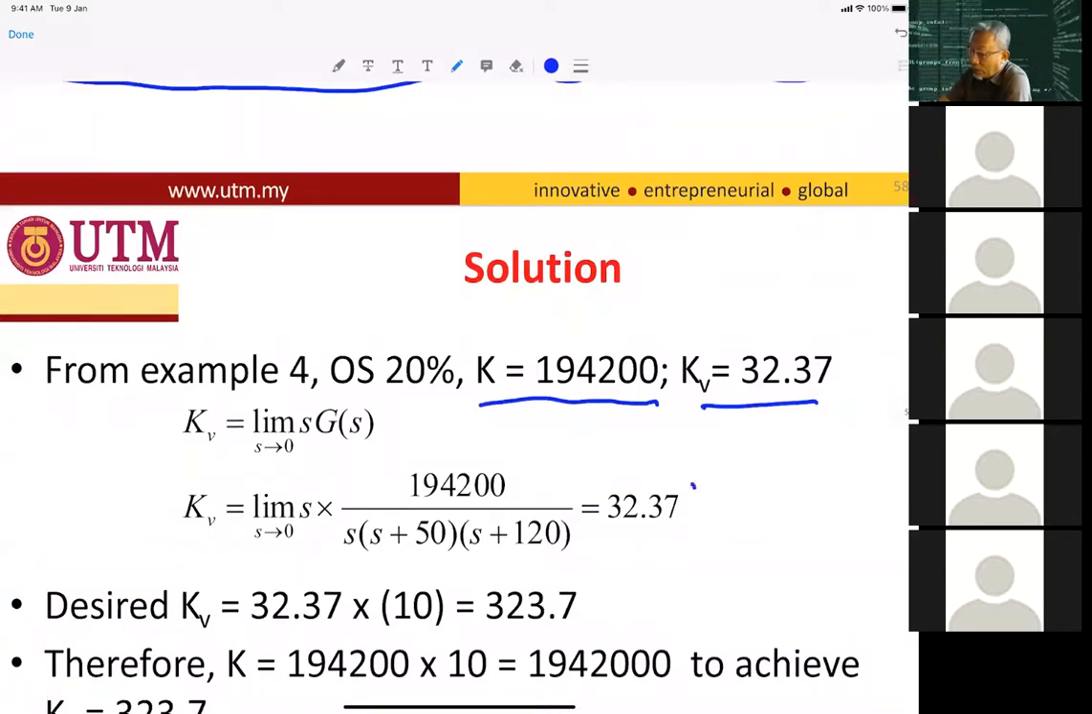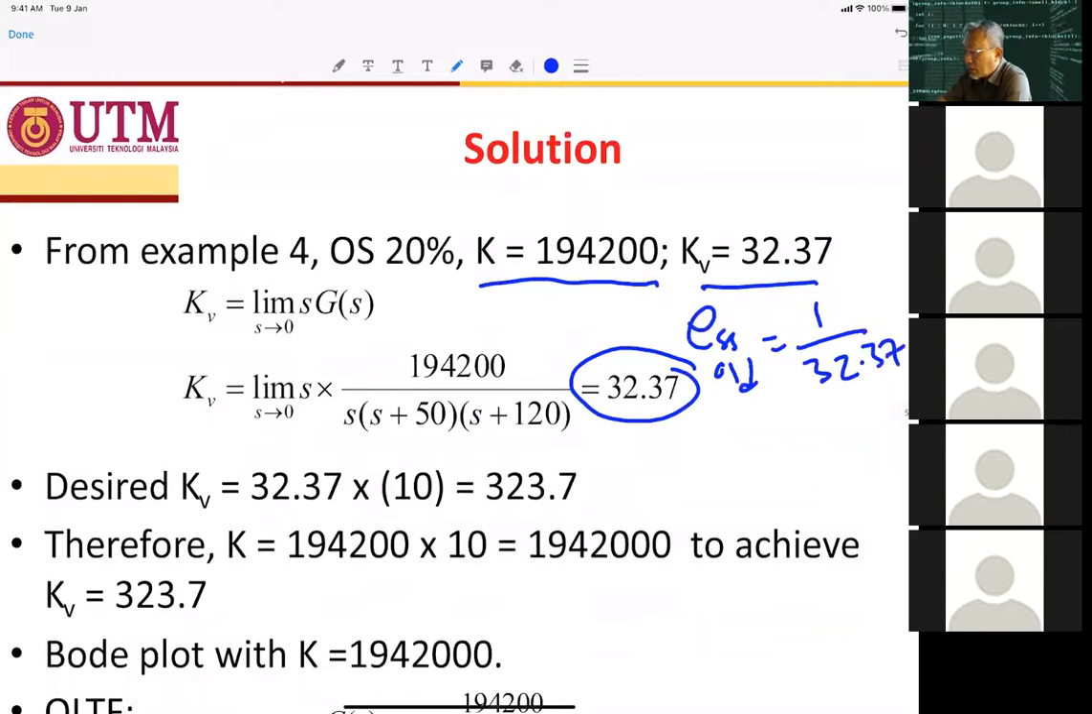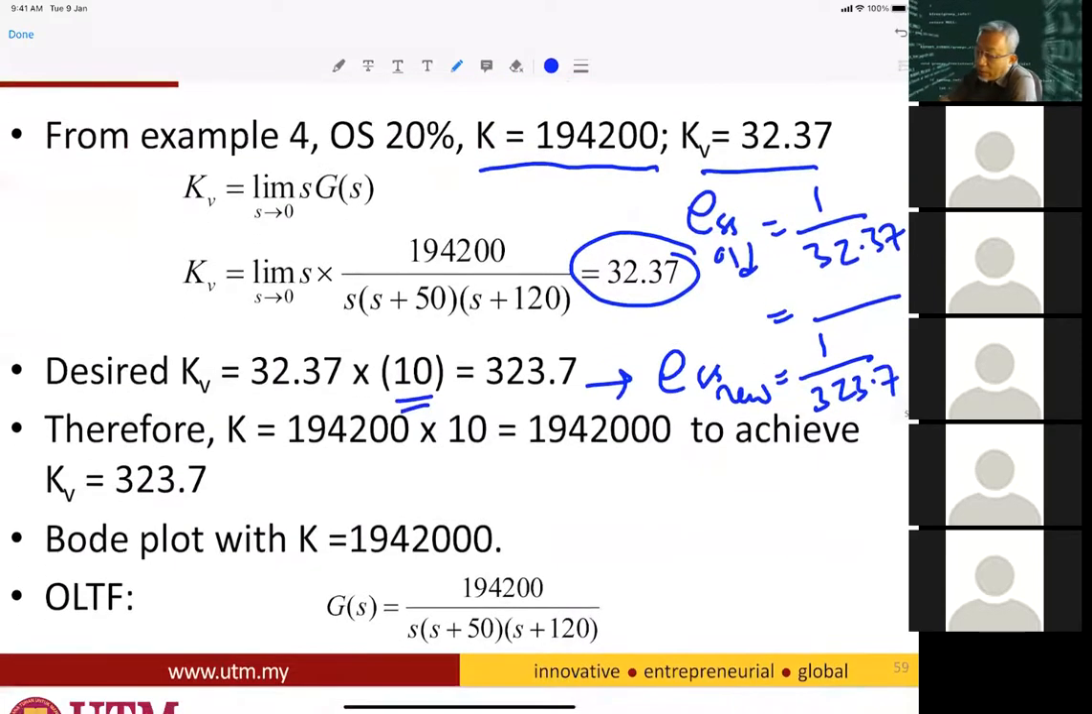Two ways. 32.37. So for this one the steady state error is 1 over 32.37. Now the Kv is multiplied by 10, so you get 323.7. Of course the new steady state error, 1 over 323.7, is smaller than the old one. Therefore K also has to be multiplied by 10, so 1,942,000, to achieve this Kv.